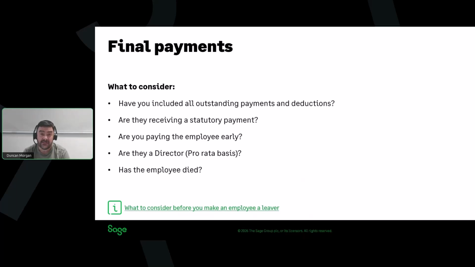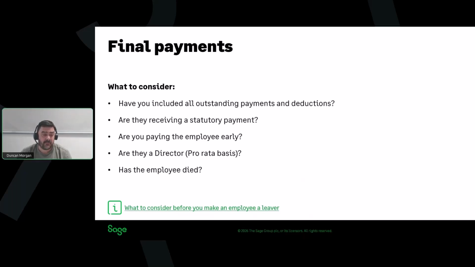Are you paying the employee early? So will you need to do a separate pay run with an earlier pay date for that employee? Or will you be paying them on their usual pay date? Are they a director, and are they set to the pro rata basis method, in which case they will need their national insurance recalculating? And the last point there, not a pleasant one, but has the employee died? If they have, it does mean that their final payment would not be subject to national insurance. So we have got a guide that walks you through some of these considerations when planning to process the final payments.